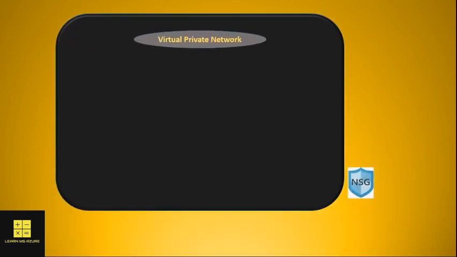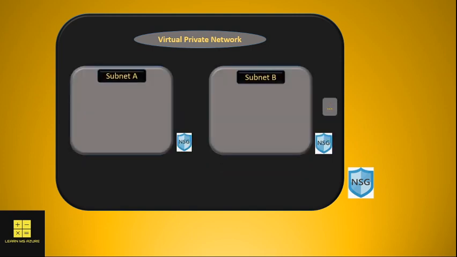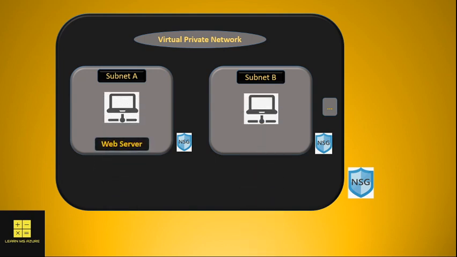If you have a virtual private network which is secured by using a network security group and you have different kinds of applications, different kinds of machines which are hosted there. And for now, let's take an example that subnet A is hosting your web server and subnet B is hosting your database server. So now there is a need that you need to connect these machines from outside your virtual private network.